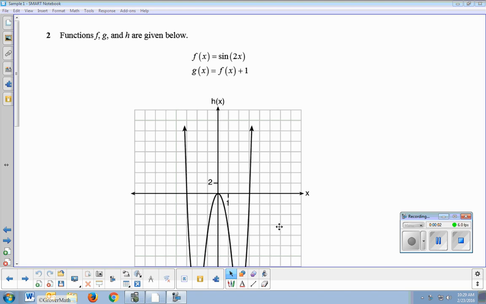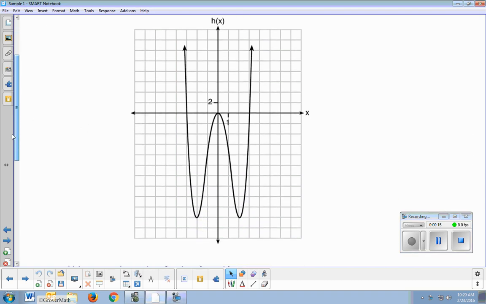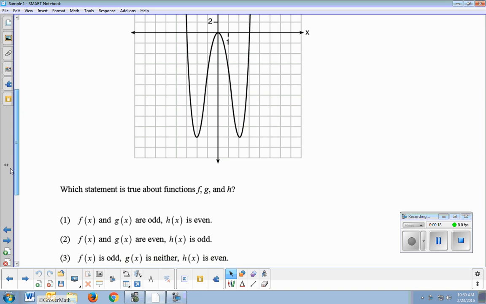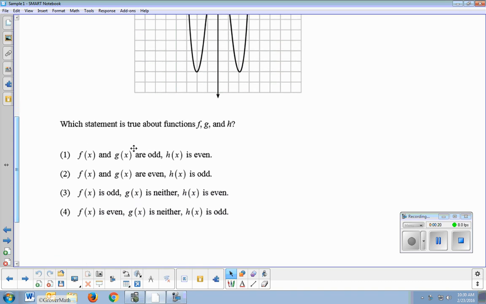Algebra 2 Regents state sample questions. Question number 2. Functions f, g, and h are given below. f of x equals sine 2x, g of x equals f of x plus 1, and h of x is this given graph. Which statement is true about functions f, g, and h?